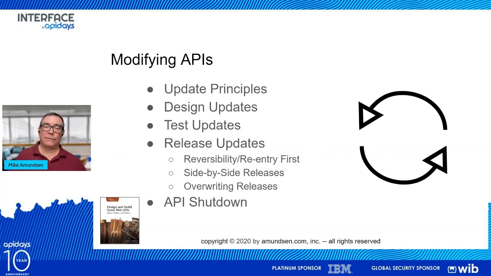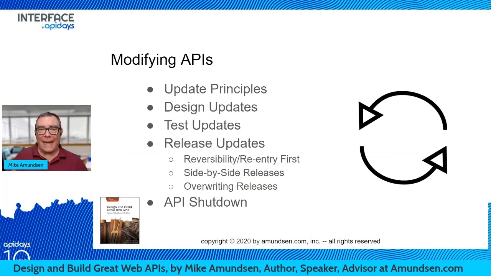Don't jump off a cliff. Don't throw a new release at everybody and hope it works. Make sure that you can back it out. Have a parachute with you. Side-by-side releases is the definite strategy. Release version 1 and 2 at the same time. Let people move from 1 to 2 when they're ready, not when you're ready, so they can do what they need to do.